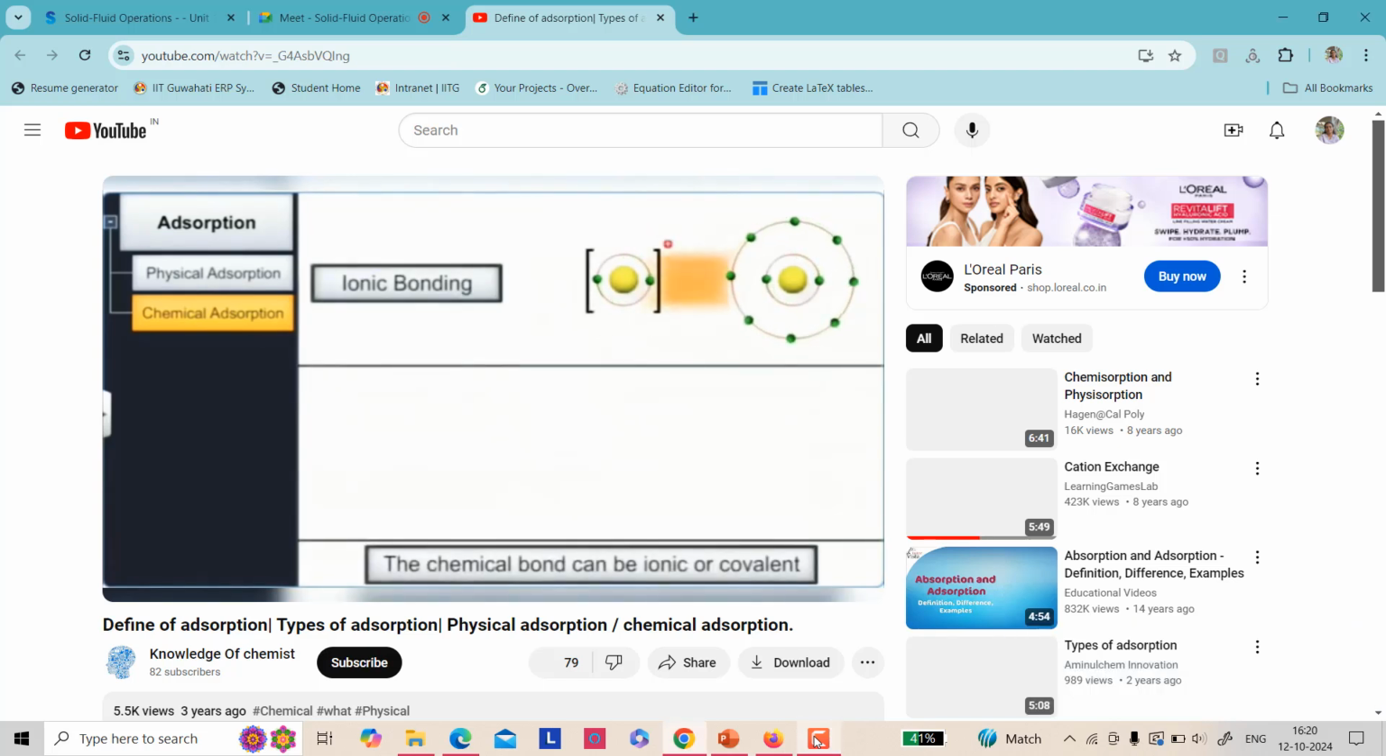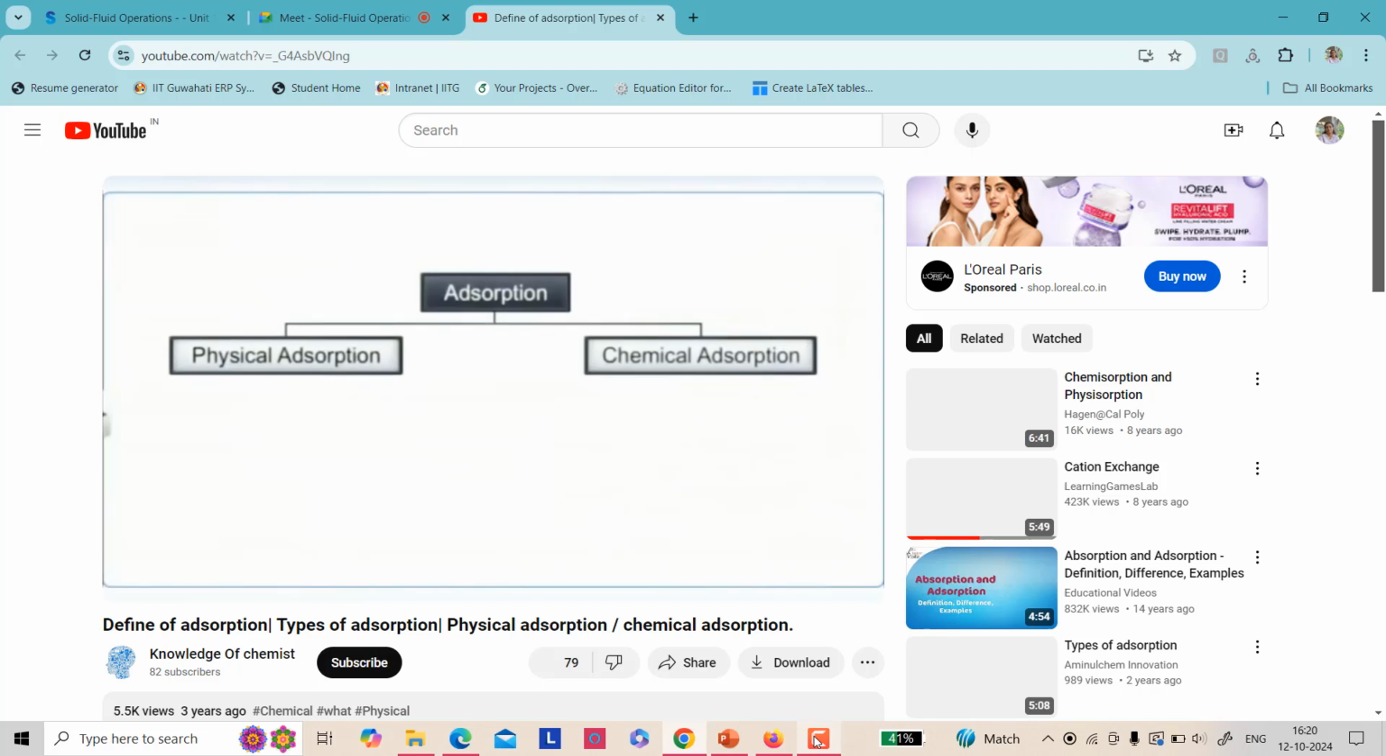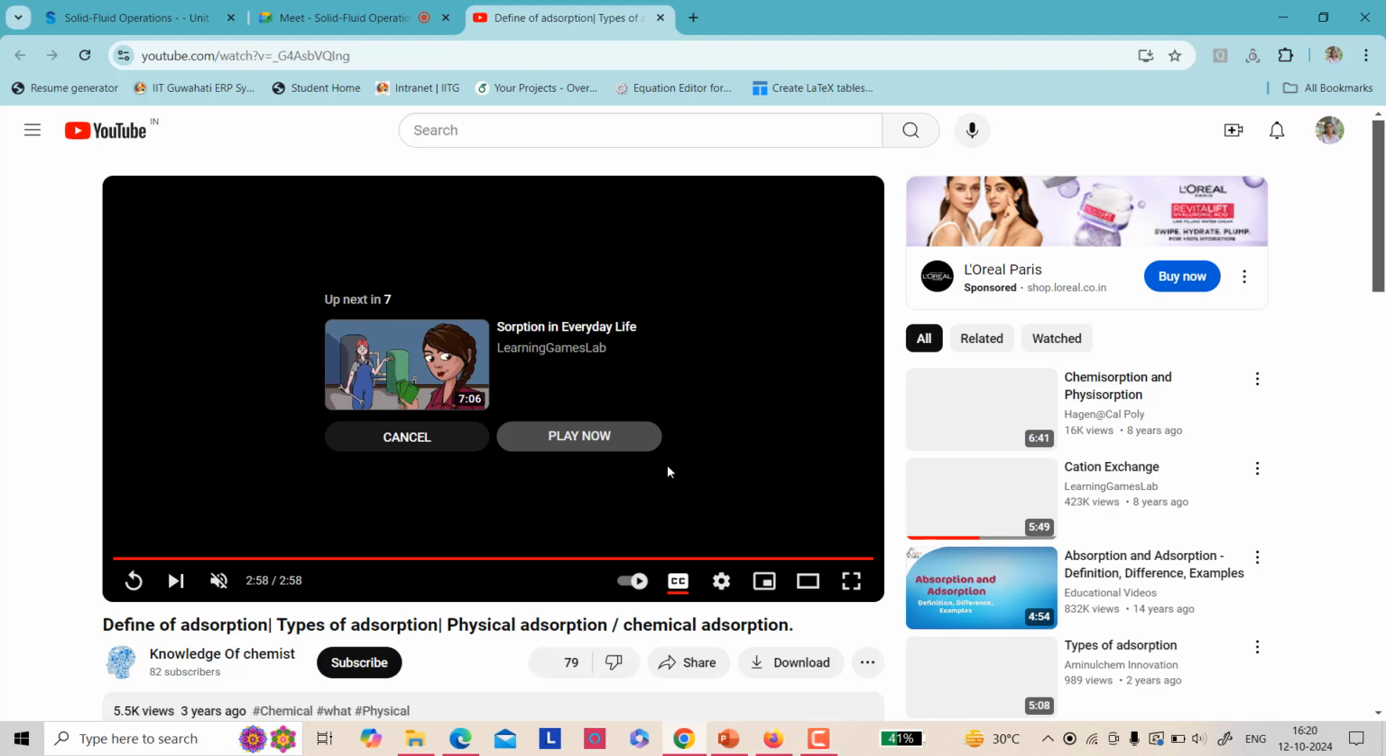So this is the ionic bonding also happens. The chemical bond can be ionic bond or covalent bond. So that is the difference between physical adsorption and chemical adsorption. And it may occur simultaneously. Okay.